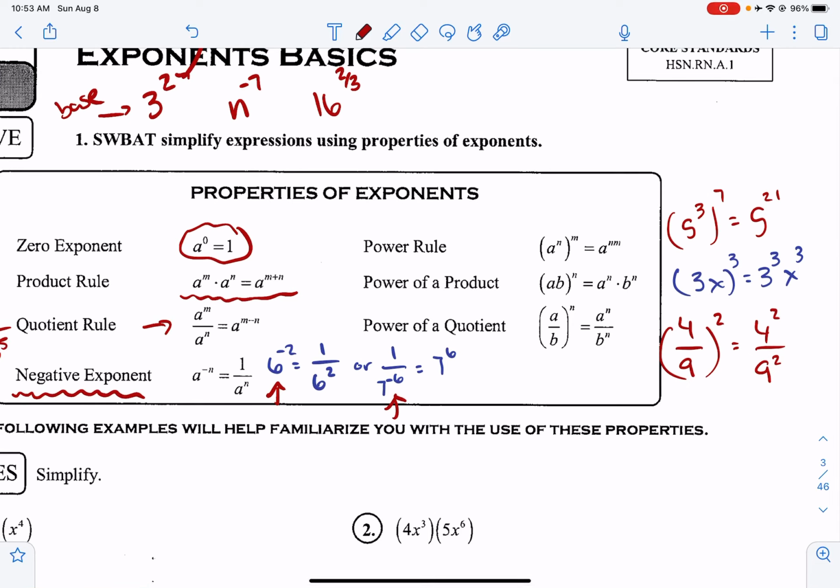Couple more examples for you to pause and write down. The power rule. If I have an exponent being raised to another exponent, if I'm exponenting an exponent, then I multiply them together. 5 cubed raised to the 7th, I do the 3 times 7, and I end up with 5 to the 21. Power of a product. If you have two numbers on the inside being multiplied and an exponent on the outside, you can kind of distribute that n, that number on the outside, that exponent, to everything on the inside. So 3x on the inside to the 3rd power becomes 3 cubed x cubed.